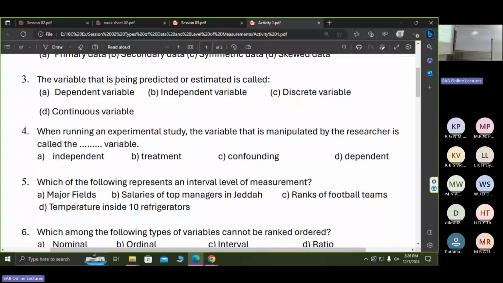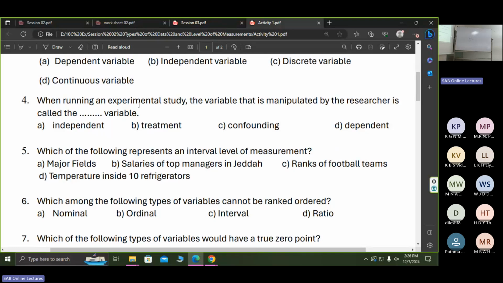The variable that is being predicted or estimated is called which variable? Which one can we predict? The dependent variable, right? Based on the independent variable value, we can predict or estimate the value of the unknown dependent variable. Then, four: when running an experimental study, the variable that is manipulated by the researcher is called the independent variable.